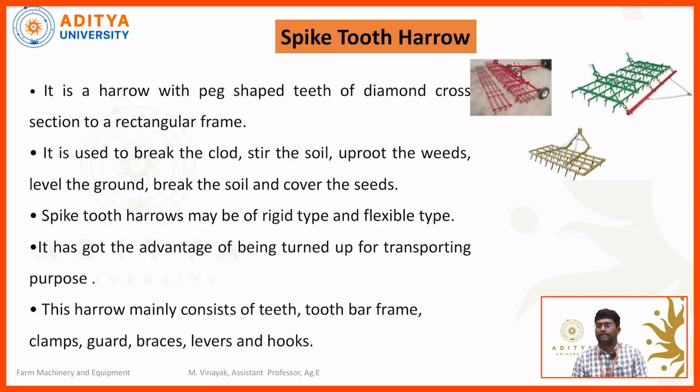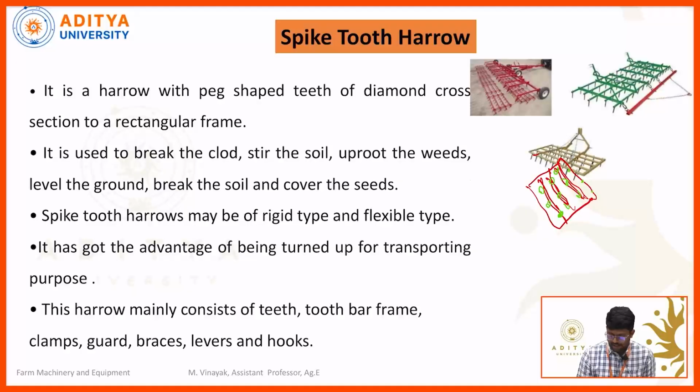Next one is a spike tooth disc harrow. One frame is there. This frame contains subsections like this. This subsection, and a small amount of spikes is attached to these sections. So it is used for very minor operations. We can get more pulverization by using this spike tooth harrow.